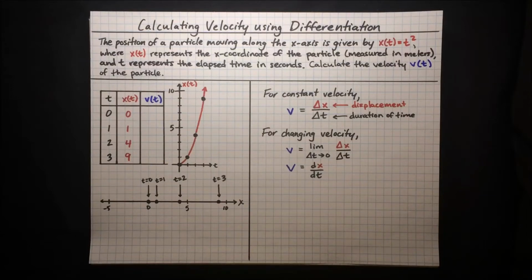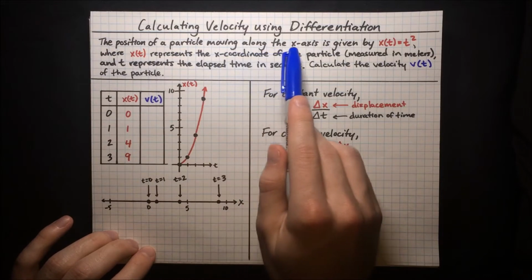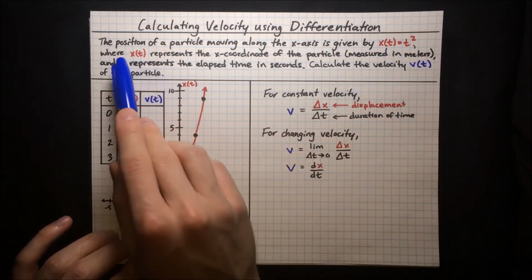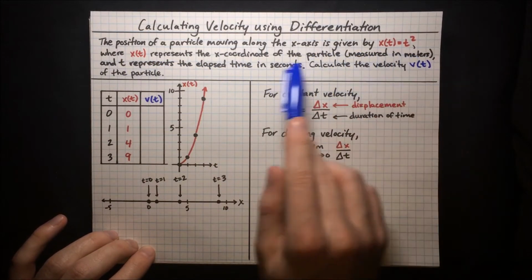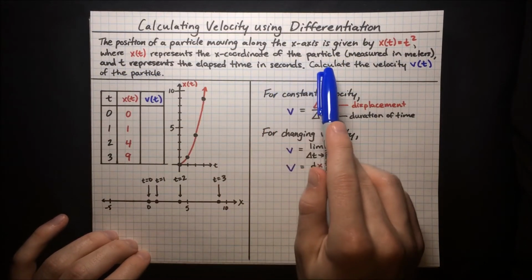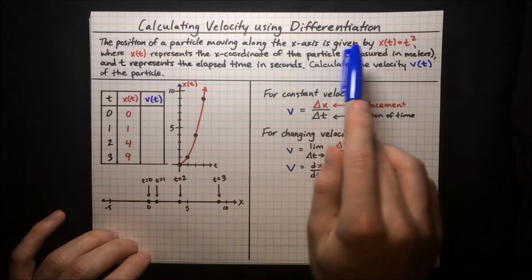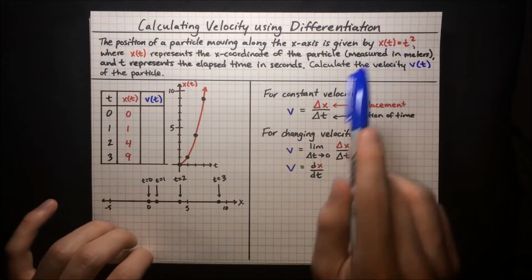In this video, I'm going to show you how to calculate velocity using differentiation. Here we've got a problem of a moving particle, and we're told that the position of the particle moving along the x-axis is given by this function x of t equals t squared, where x of t represents the x-coordinate of the particle, which is measured in meters, and t represents the elapsed time, which is measured in seconds. And we want to calculate the velocity, v of t, of the particle. So we've got a position function, and we want to calculate the velocity using that position function.